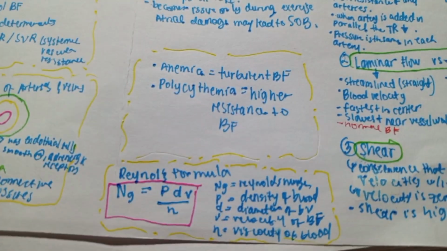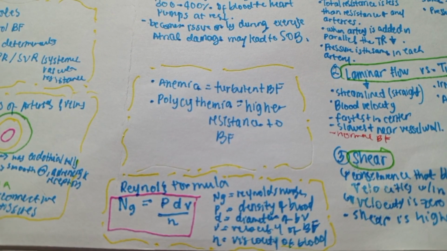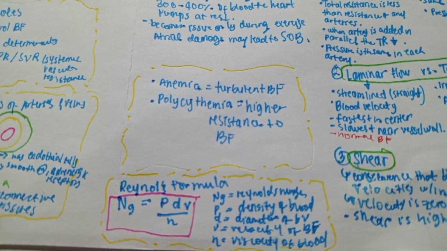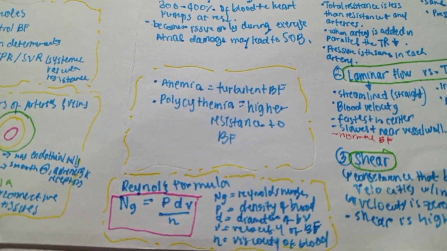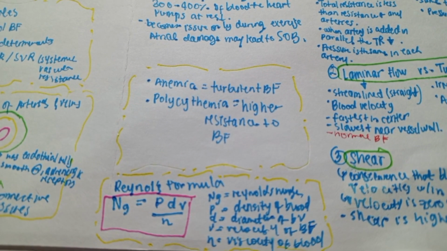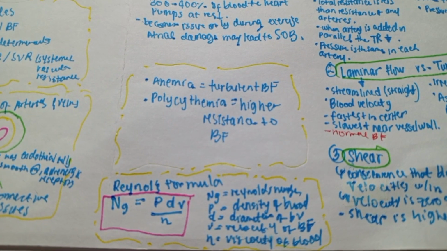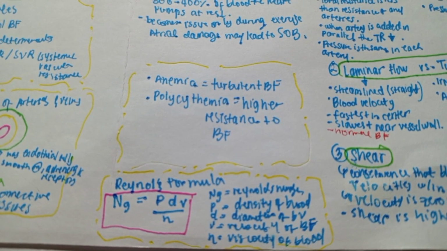Going back to the turbulent flow, we have here the Reynolds formula as what we've discussed a while ago, where the Reynolds number equals the density of the blood and the diameter of the blood vessel, as well as the velocity of the blood flow. And it is indirectly proportional to the viscosity of the blood. So that's the Reynolds formula.